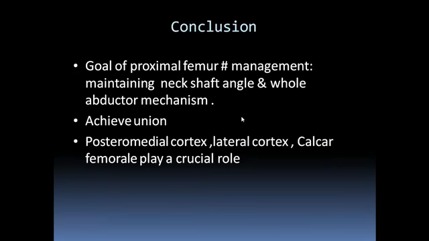And conclusion: the goal of proximal femoral fracture management is maintaining the neck shaft angle and the hip abductor mechanism. And our plan is to achieve union, and the posteromedial cortex, lateral cortex, and calcar femorale play a crucial role in maintaining the fracture stability and leading to good union in proximal femoral fractures. And this is about the proximal femoral fractures. Thank you.